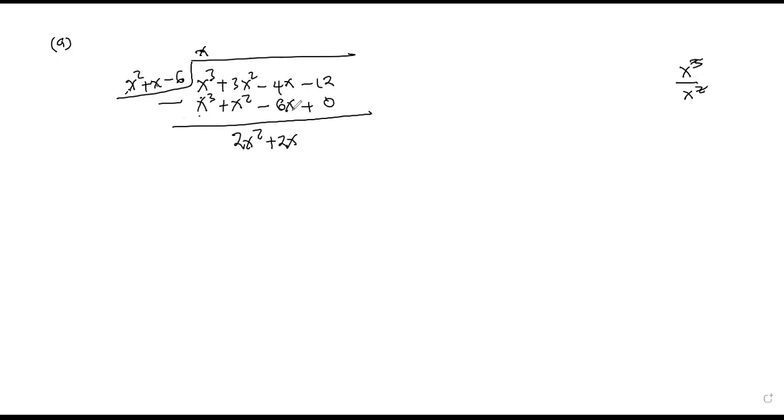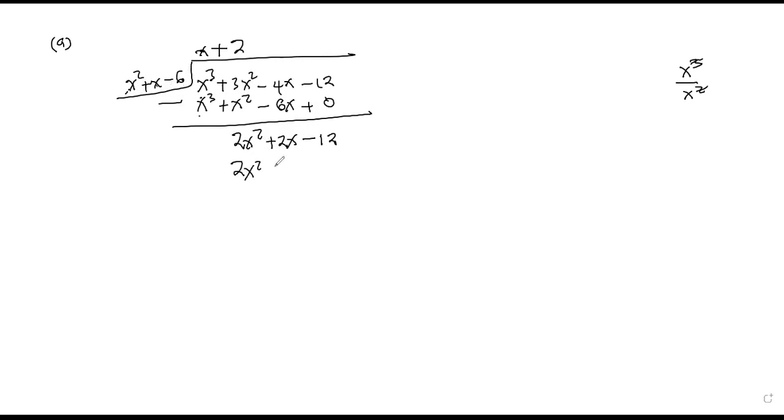Then negative 12 minus 0 will be minus 12. This one still, 2x squared, can further be divided by x. When you get 2x squared, we divide it by x, it is going to be plus 2. 2 times x squared, that is 2x squared.